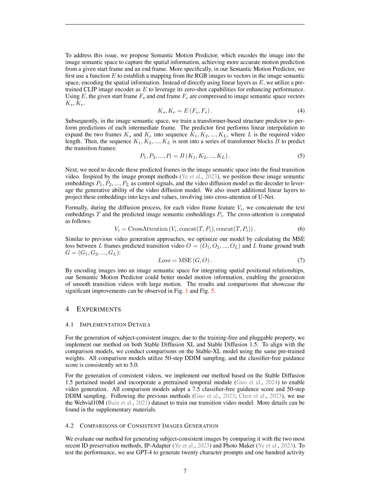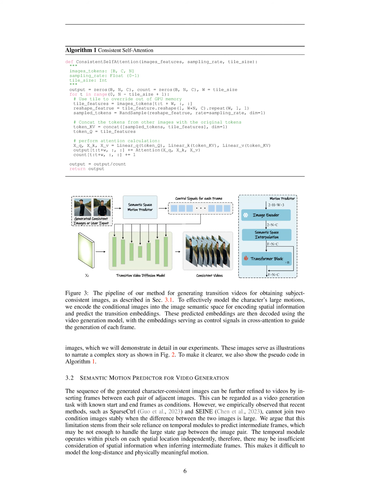The predicted frames in the image semantic space are then decoded into the final transition video using a video diffusion model, where image semantic embeddings are positioned as control signals and involved in cross-attention of UNet. This process enables the model to better model motion information and generate smooth transition videos with large motion by leveraging spatial positional relationships encoded in the image semantic space.